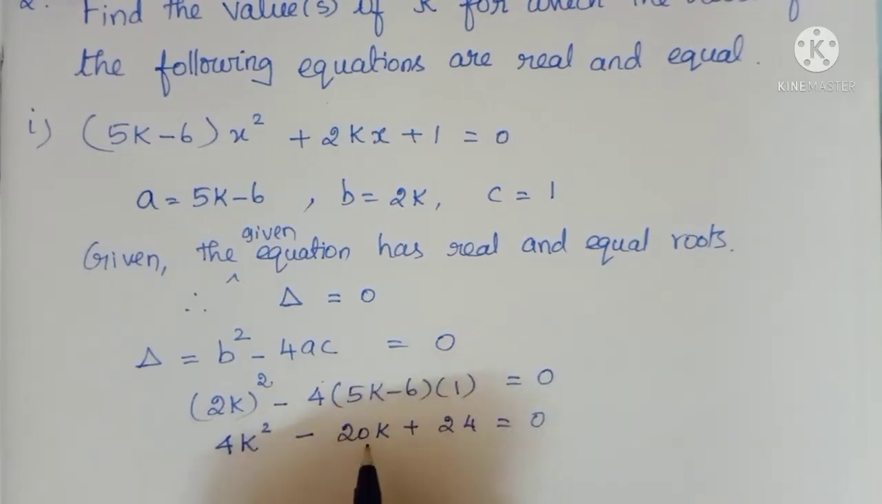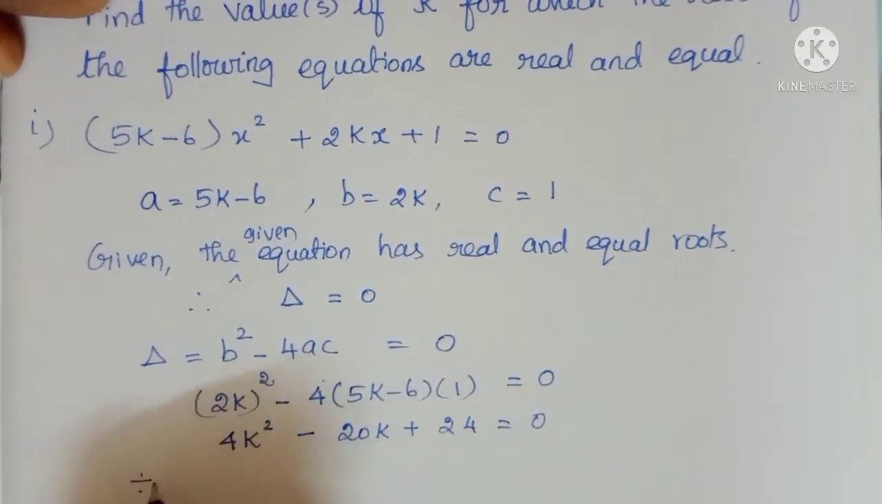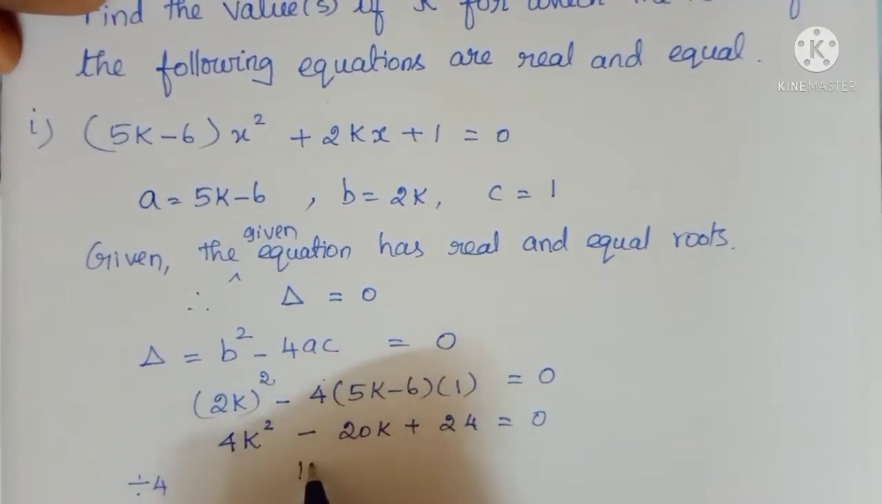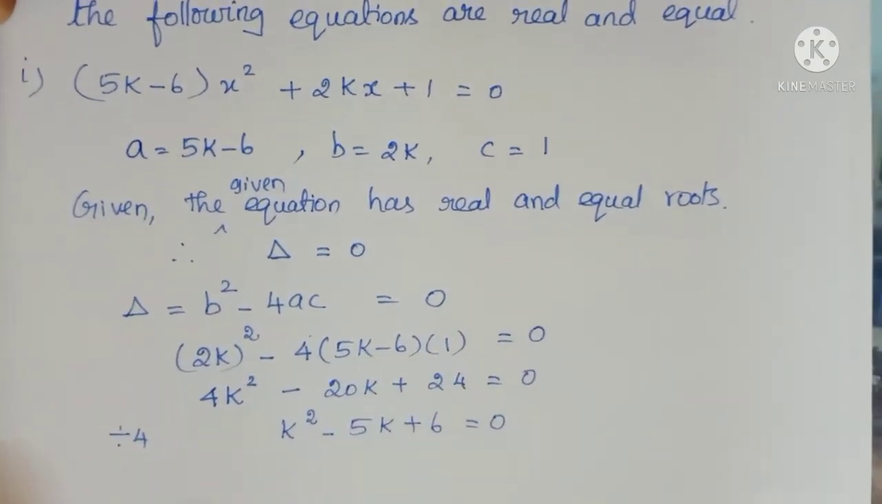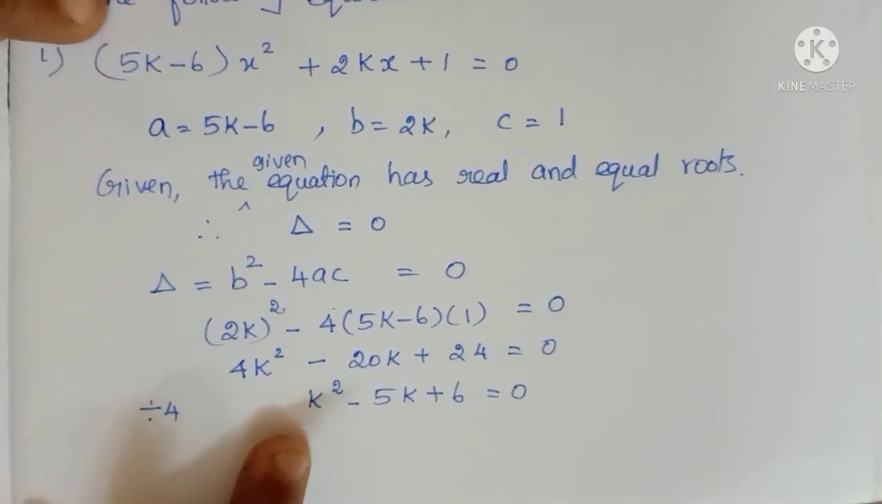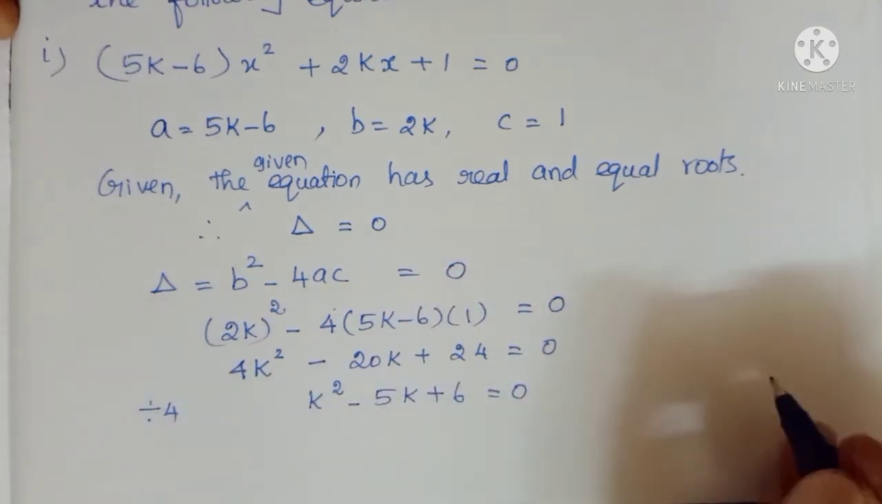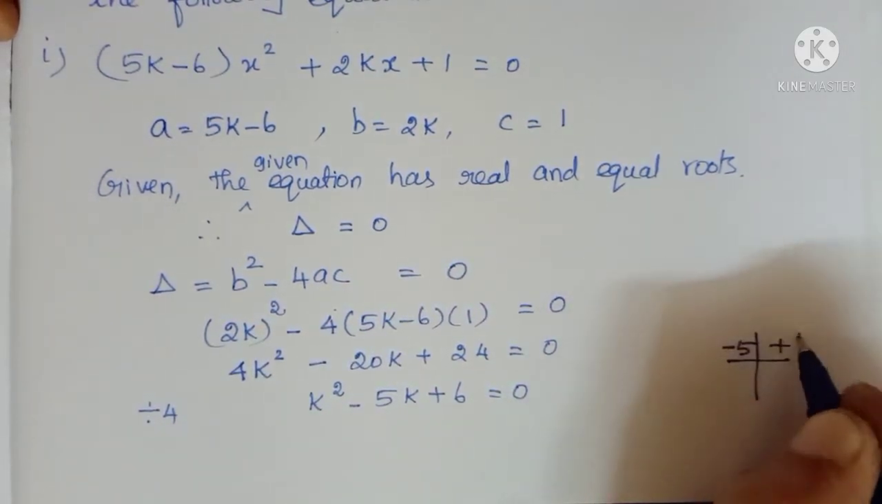Okay. Now see all the terms having multiples of 4 only. I am going to reduce this one to simplest form. That is divide by 4. What you will get? K squared minus 5k plus 6 equal to 0. Now this is in the simple form of quadratic equation. Now we can factorize, that is by using sum product method. So sum place minus 5, product place plus 6.